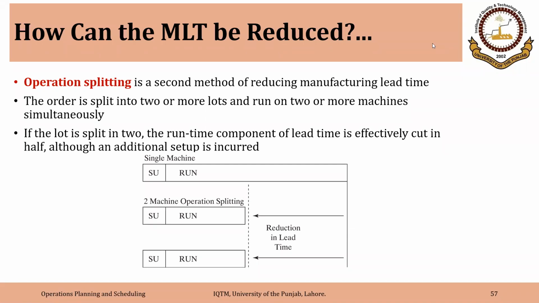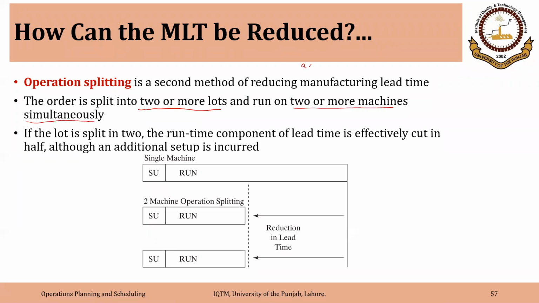So another way to reduce the manufacturing lead time is operation splitting. And again, this is a sort of difficult word for a very simple concept. So operation splitting is a second method of reducing manufacturing lead time. The order is split into two or more lots and run on two or more machines simultaneously. So in a way, the idea is the same, that we split the order or the production lot into two or more lots, and that is run on two or more machines simultaneously.